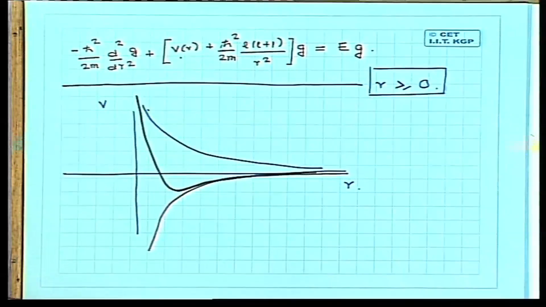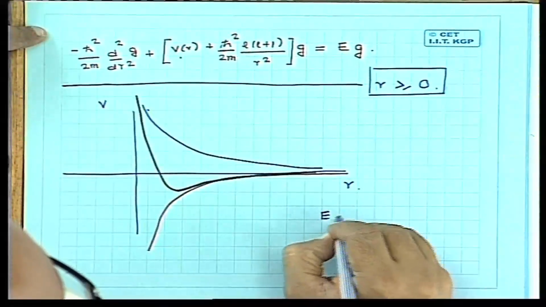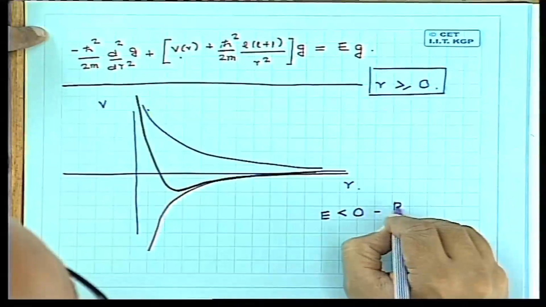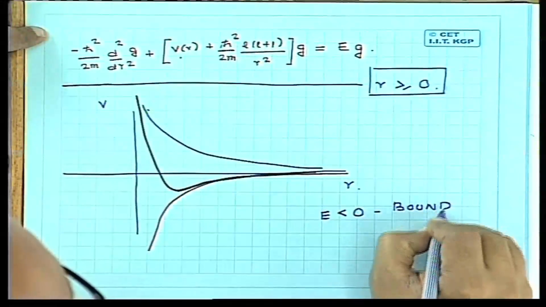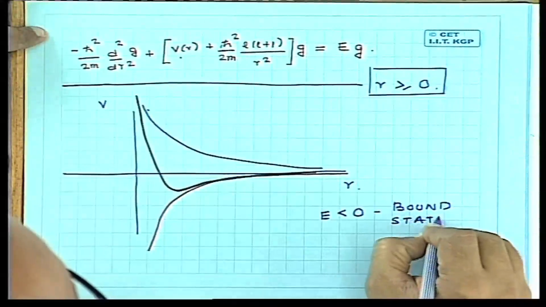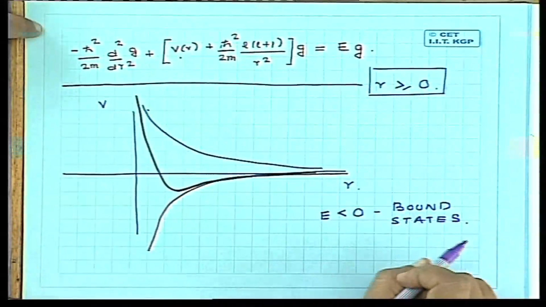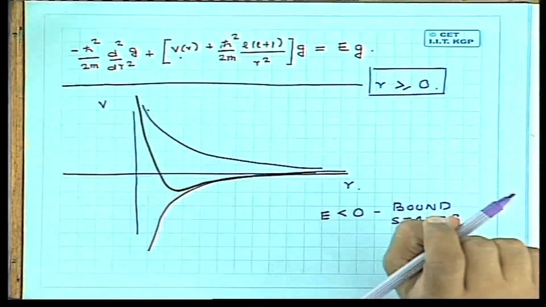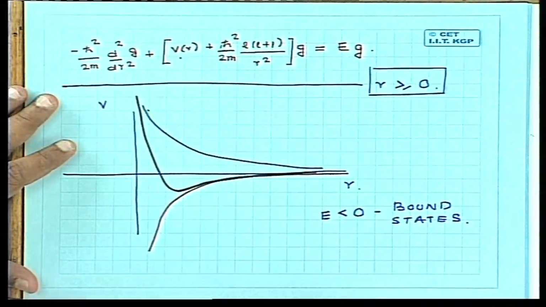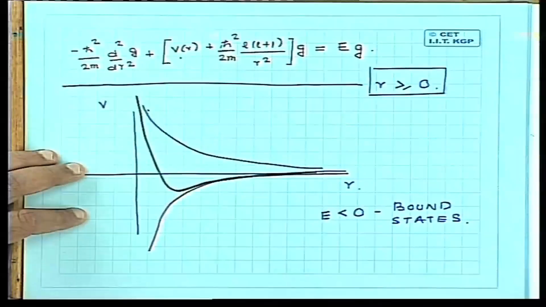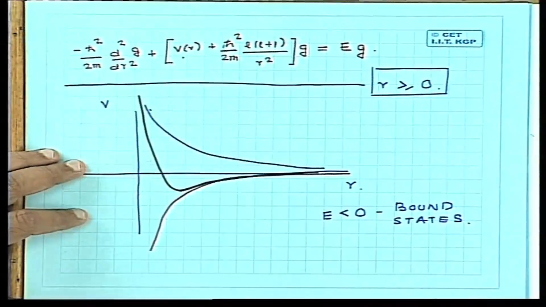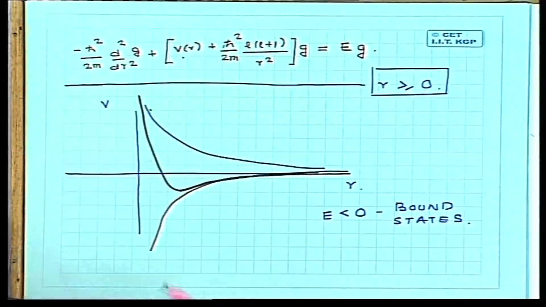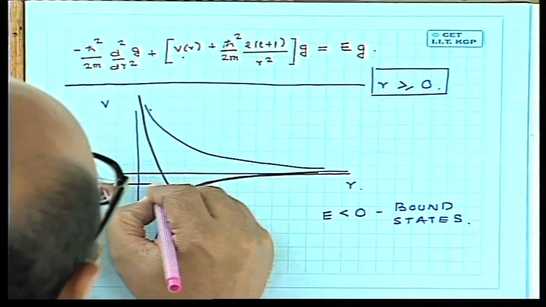Now we are interested in particles which have negative energy, which correspond to bound states. So we are considering E less than 0, which corresponds to bound states. E greater than 0 corresponds to a particle which comes from infinity and gets scattered and goes away. So we are not dealing with scattering problems, we are dealing with problems where the particle has an energy less than the energy of the potential, less than 0. So the energy of the particle will be something like this.